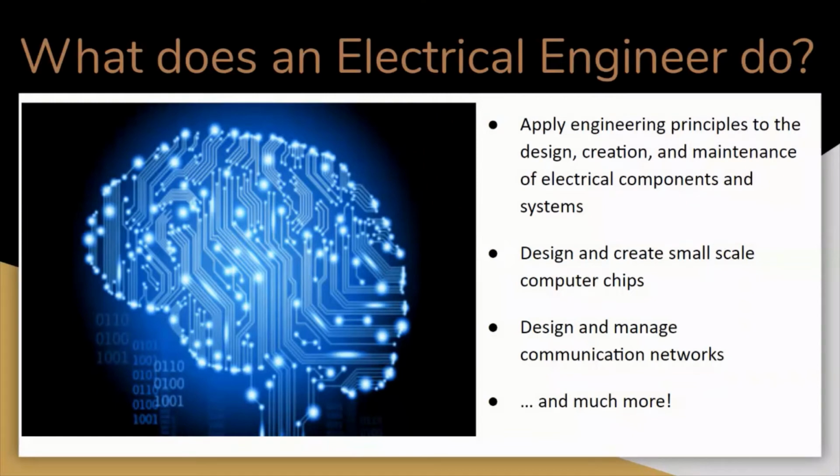So what exactly does an electrical engineer do? They apply engineering principles to design, creation, and maintenance of electrical components and systems. That can include a variety of things, including power grids, semiconductors, wireless network connections, design and create small-scale computer chips, which is pretty much in everything that we do in today's society. Design and manage communication networks, like I said, so that would be Wi-Fi communication and so many other things.